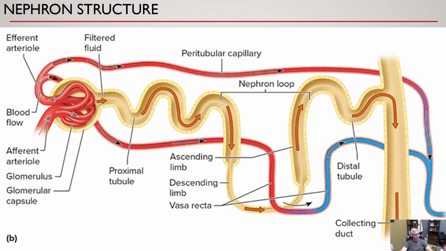So here's just another picture. We have our Bowman's capsule with our glomerulus here, and then our proximal convoluted tubule, our descending loop of Henle, our ascending loop of Henle, and then our distal convoluted tubule here, and then our collecting duct or collecting tubule here. Remember, inside our glomerulus is our first capillary bed. Our peritubular capillaries are our second capillary bed.